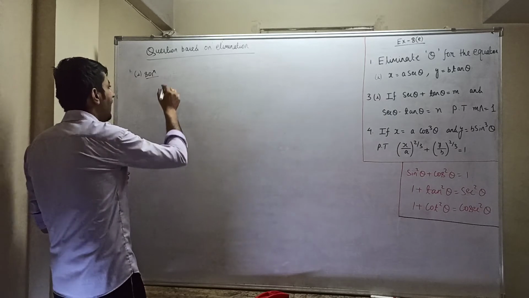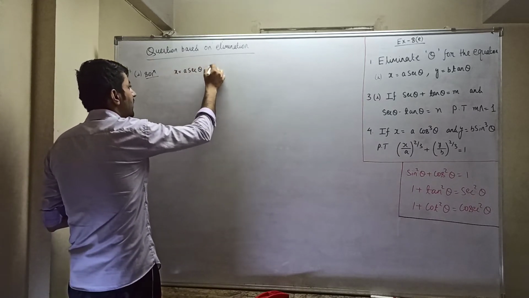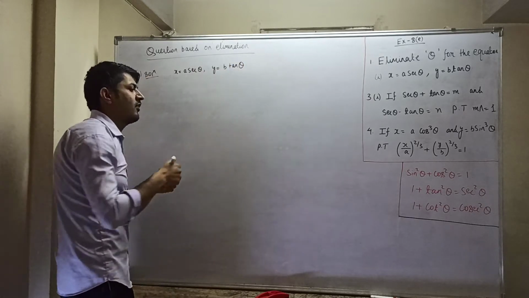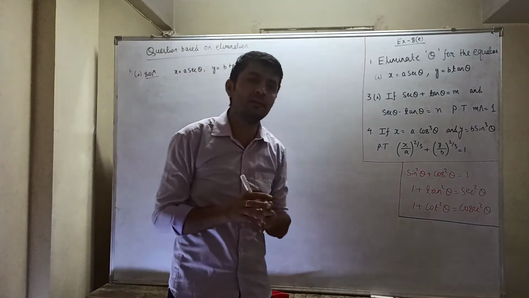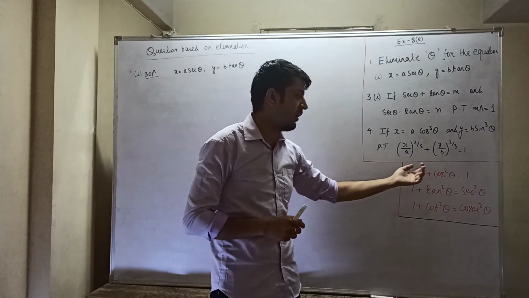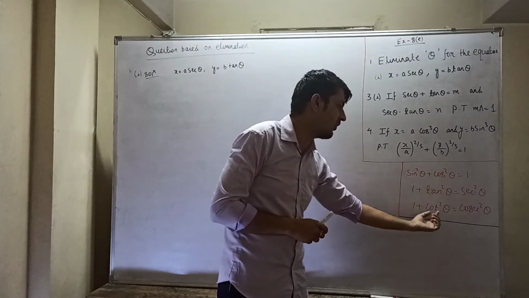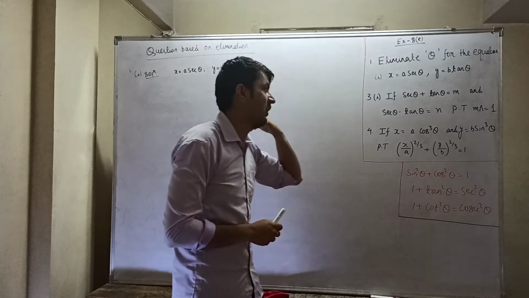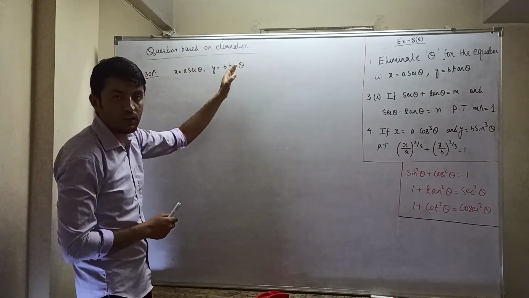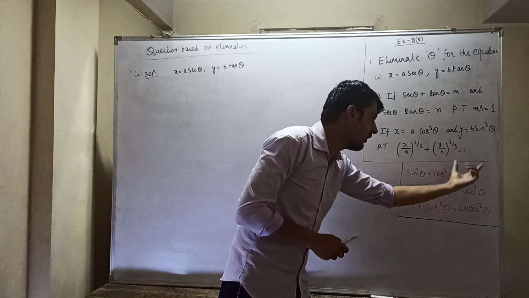Number one solution. X is given to be a sec theta. Y is given to be b tan theta. As you know from your identity relations, what are your identity relations? Sin square theta plus cos square theta is 1, 1 plus tan square theta is sec square theta, 1 plus cot square theta is cosec square theta. Here it is sec theta, here it is tan theta. But in the identity relation, it is tan square and sec square.